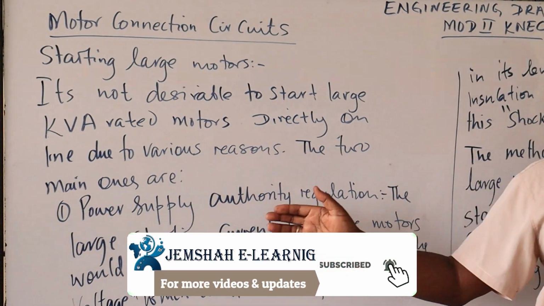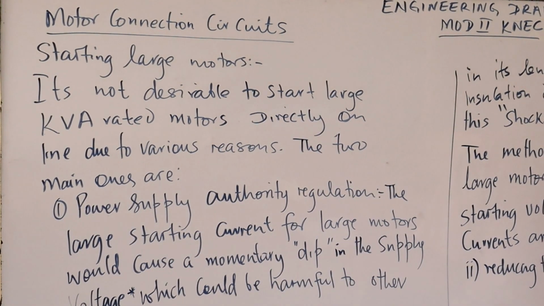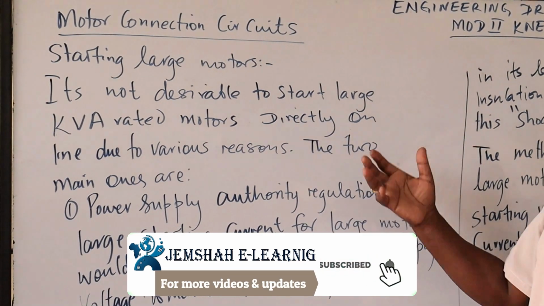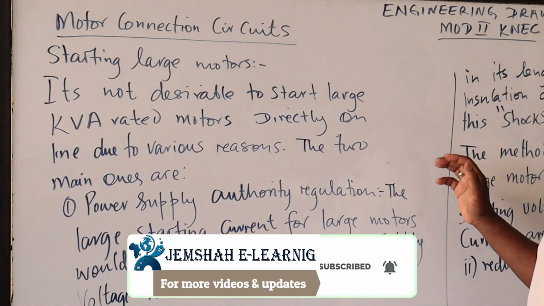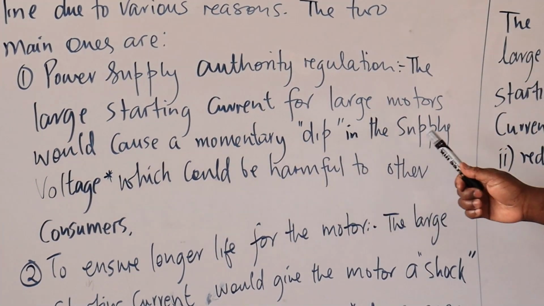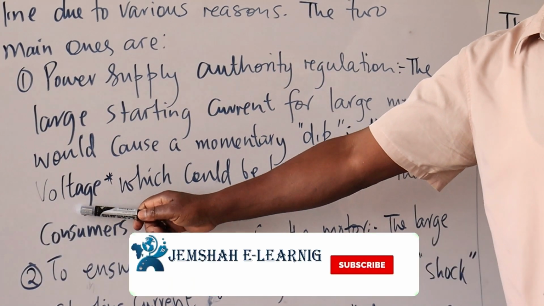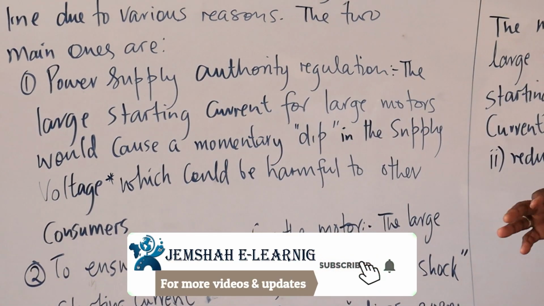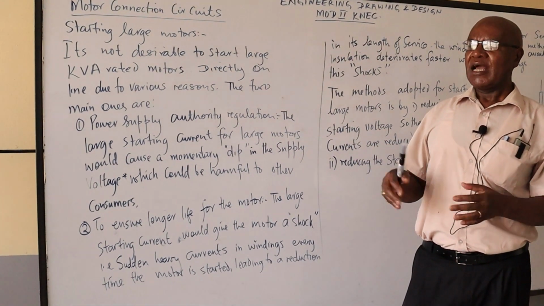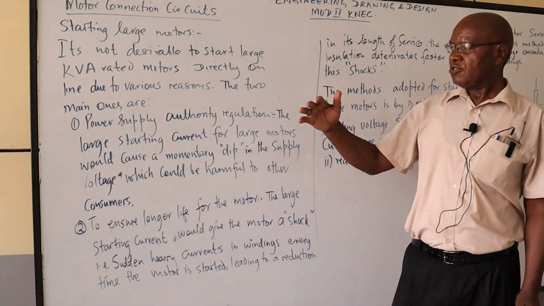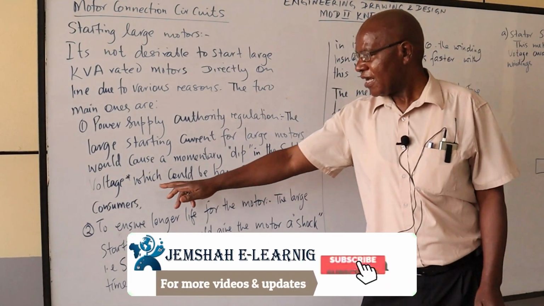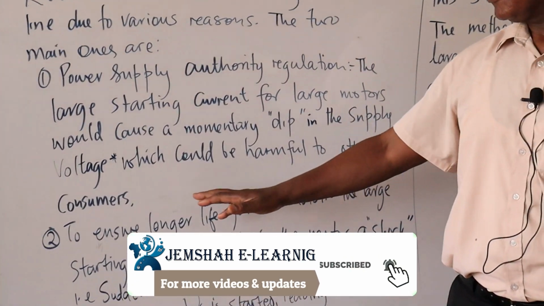One of it is that the KPLC, the power supply regulator, normally may give a requirement. Under the Power Supply Authority regulations, the large starting currents for large motors would cause a momentary dip in the supply voltage. Remember, with motors, when it's stationary, when you are starting it, the currents may be 5 to 8 times larger. And when that current flows in the distribution cables, it can cause a dip in the supply voltage, and that could be harmful to other consumers.